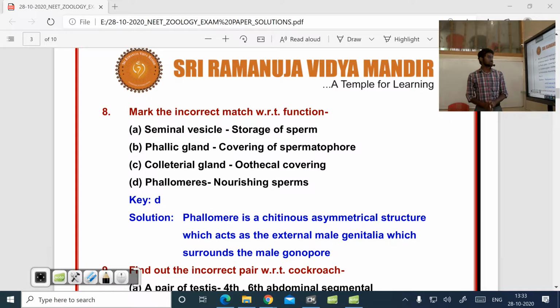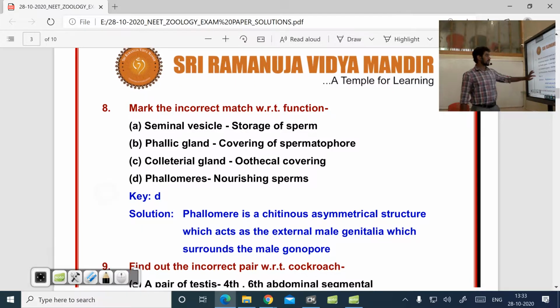They are not at all responsible for the nourishing of the sperms. Phallomeres help in copulation, right? So it is not at all nourishing the sperm. So option D is the incorrect statement, and that is our answer. Phallomeres are a chitinous asymmetrical structure which act as the external male genitalia, surrounding the male gonopore. So it helps in copulation or sexual reproduction, right?